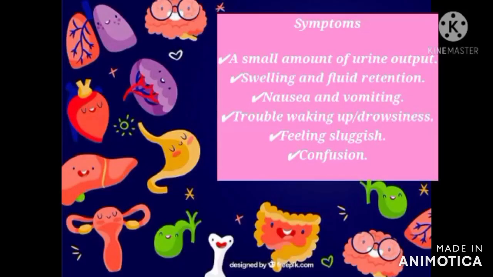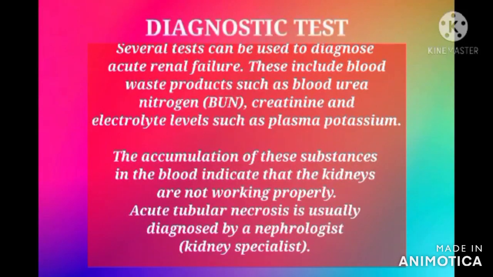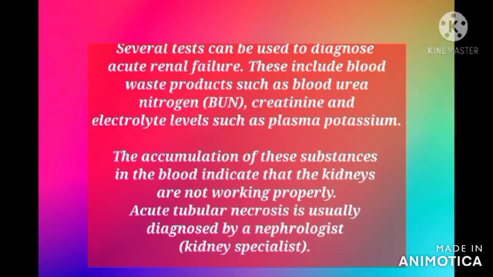For the symptoms, we have a small amount of urine, swelling and fluid retention, nausea and vomiting, trouble with convulsions, feeling sluggish and confusion. Several tests can be used to diagnose renal failure. This includes blood indicators such as blood urea nitrogen, creatinine, and electrolyte levels such as calcium and potassium. The accumulation of these substances in the blood indicates that the kidneys are not working properly. Acute tubular necrosis is usually diagnosed by a nephrologist.